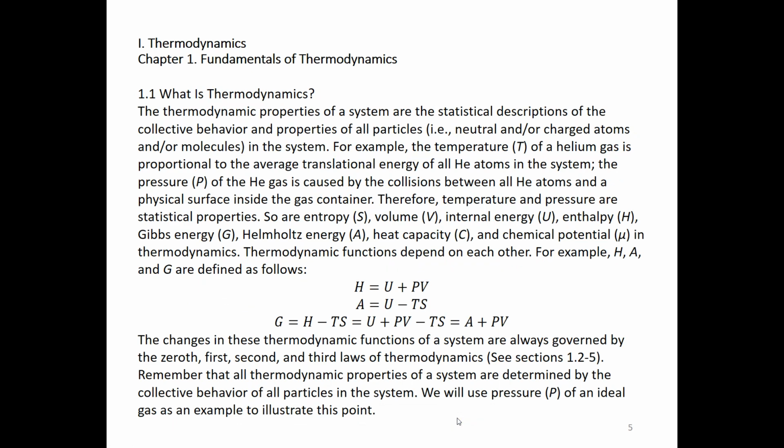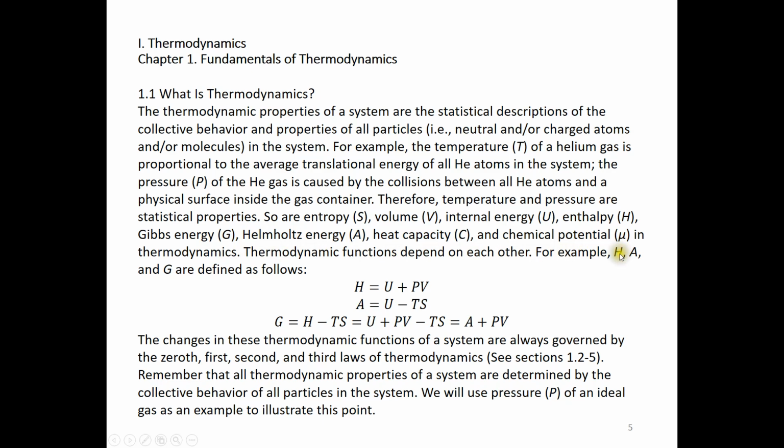We're going to study many thermodynamic properties in this class. For example, pressure P, temperature T, volume V, entropy S, and also internal energy U, enthalpy H, Gibbs free energy G, and Helmholtz free energy A. We will also study heat capacity and chemical potential, denoted by mu here. Those thermodynamic properties or functions depend on each other.